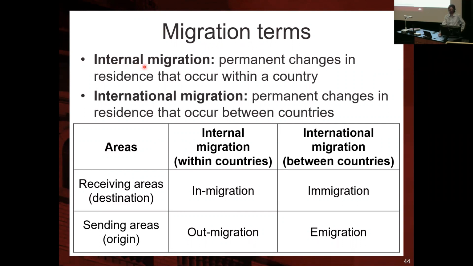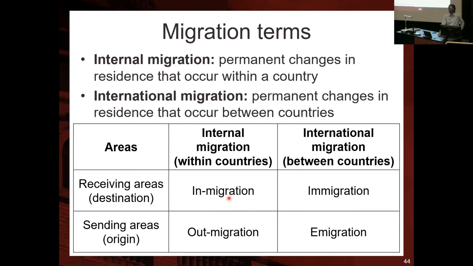So we finished the last class talking about these migration terms. So internal migration is the change in residence permanently when you move within a country, and international migration, that's the change of residence between countries. And here, I'm just summarizing the terms that we use when you're talking about internal migration and international migration.